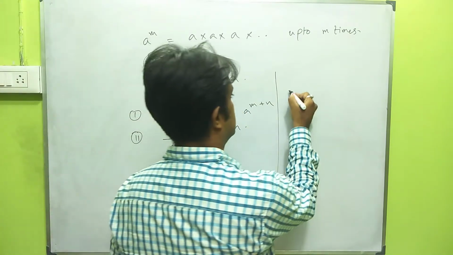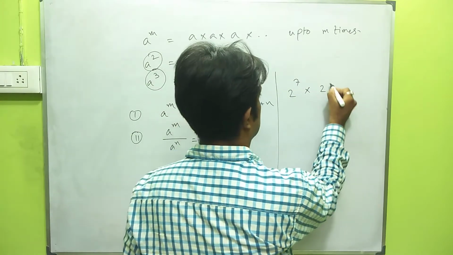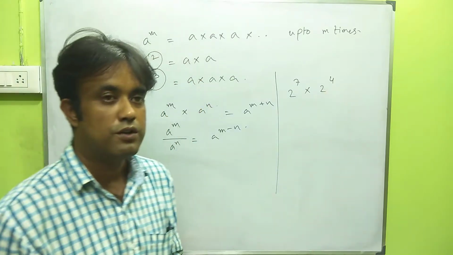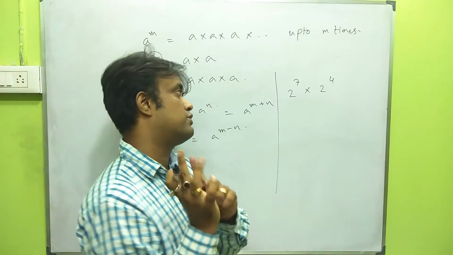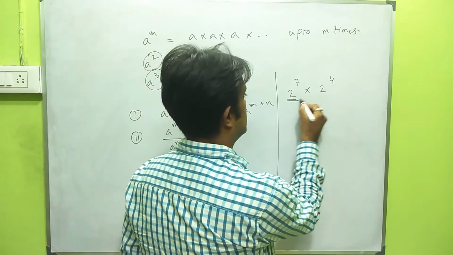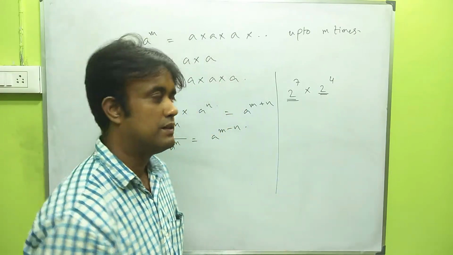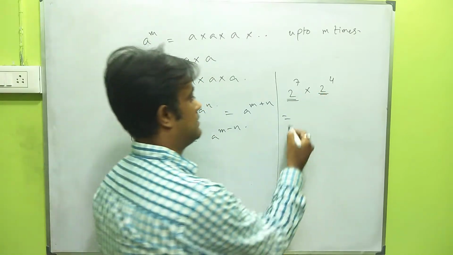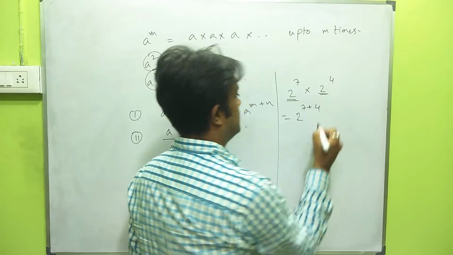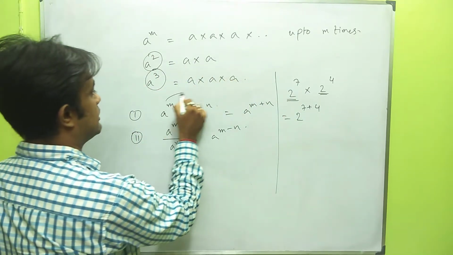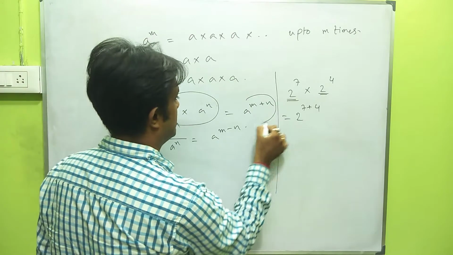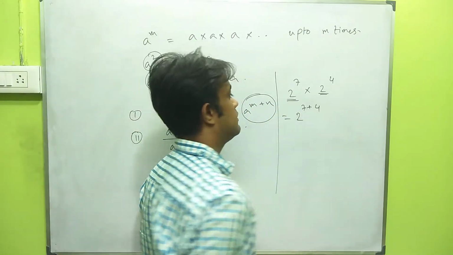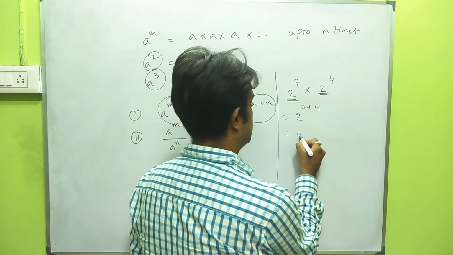So first, 2 to the power 7 into 2 to the power 4. I write here 2 to the power 7 into 2 to the power 4. First, students, observe that 2 is the base. So for the same base, by the product rule, a to the power m into a to the power n will be a to the power m plus n. Applying this, we get 2 to the power 7 plus 4, that is 2 to the power 11.